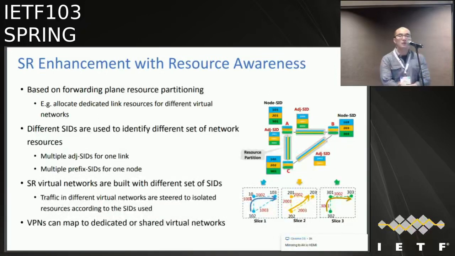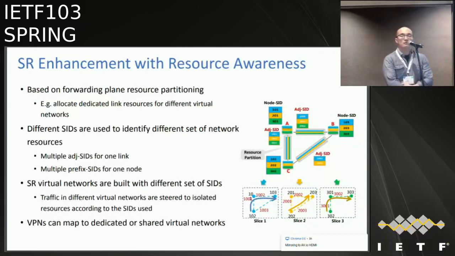Then based on this mechanism, we could build separated segment routing virtual networks with different sets of SIDs. As shown in this diagram, we can build 3 separated virtual networks, each with a group of SIDs used. In this way, the traffic in different virtual networks will be steered to the isolated resource according to the SID used. Then the VPN service can map to either a dedicated virtual network or a shared virtual network according to the requirement.